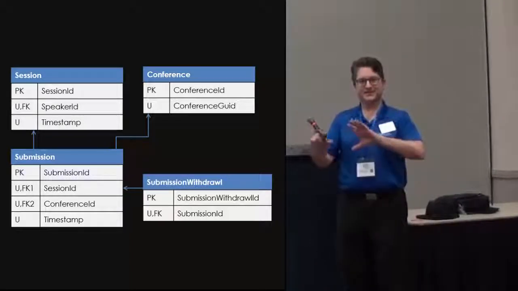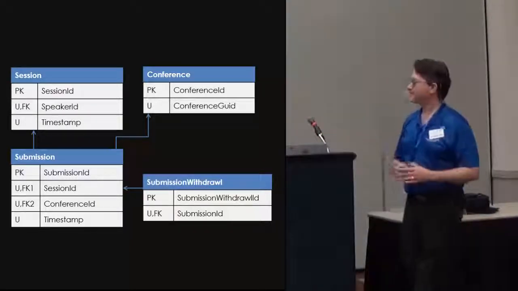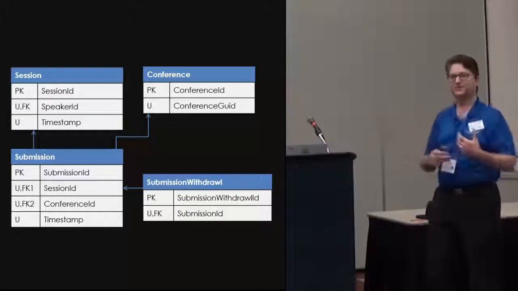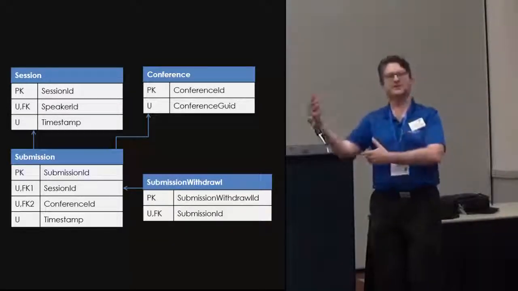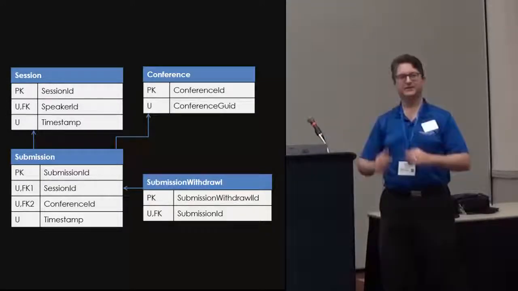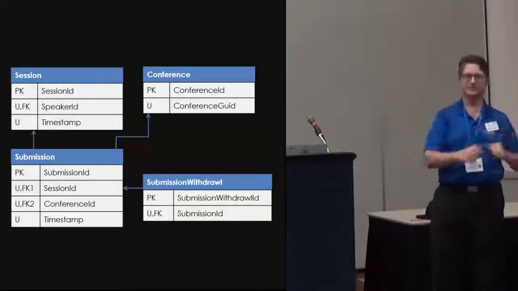So we've got that same sort of deletion pattern happening here, where now the submission can be withdrawn. But because the submission has a timestamp, I can create a new submission for the same talk and the same conference, and it would still be unique from the previous one.